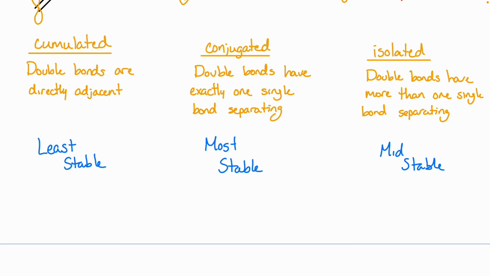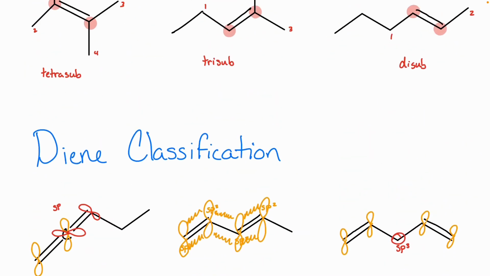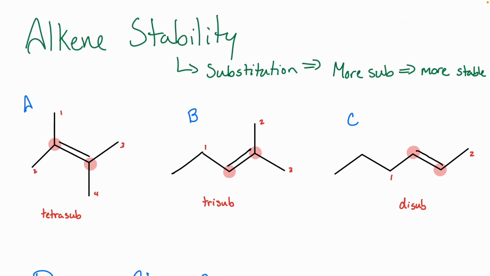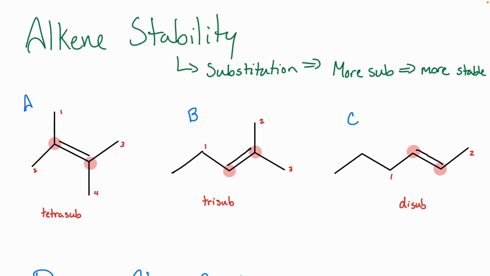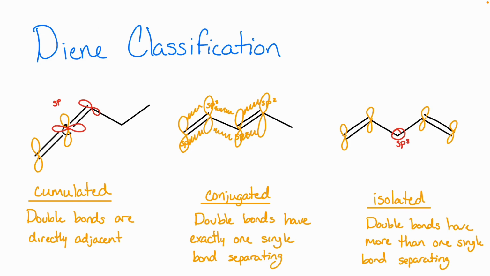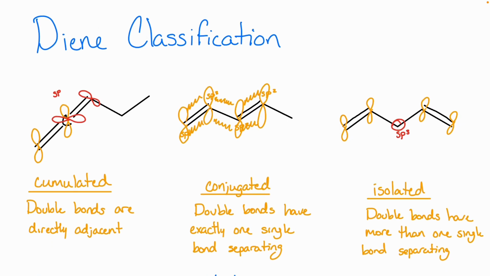Okay, so we talked about last semester one big factor affecting alkene stability, the degree of substitution. Now that we're talking about dienes, we're going to throw this other bit into the mix here, this classification, how far apart those double bonds are. All right? So what we need to be able to do is, if I put down a few molecules, you're going to rank them from least to most stable. All right?